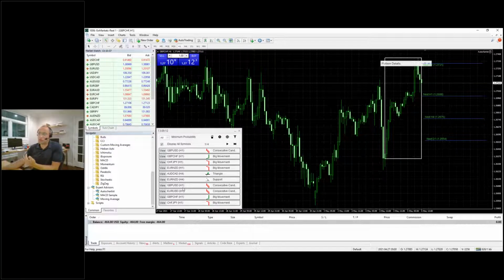And then, back to some of the results, you have some of these very simple to understand big movements and consecutive candles, and then you start getting more complex.